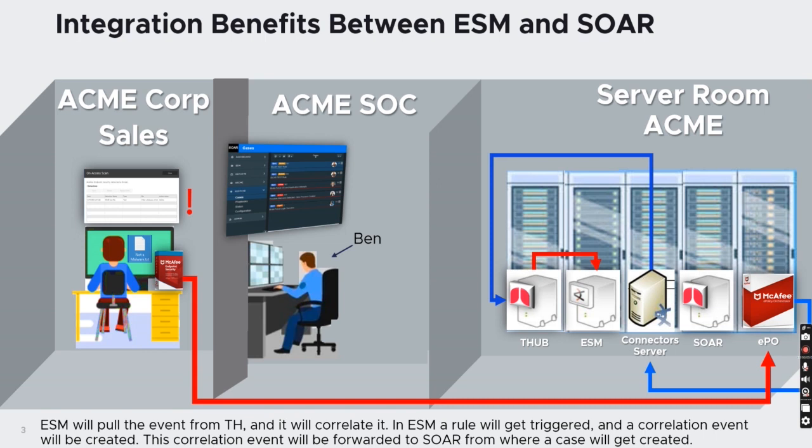And then from the transformation hub, ESM is going to pull this event and correlate it. In ESM, of course, a rule will get triggered and the correlation event will be created, and the correlation event will be forwarded to SOAR, from where a case will get created.